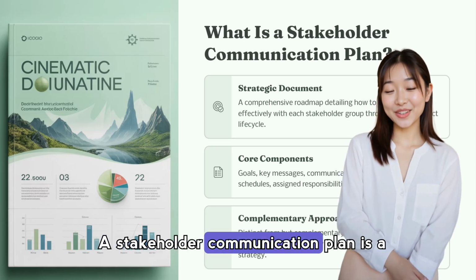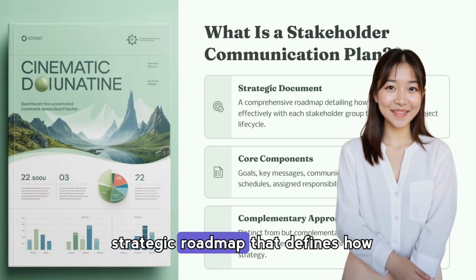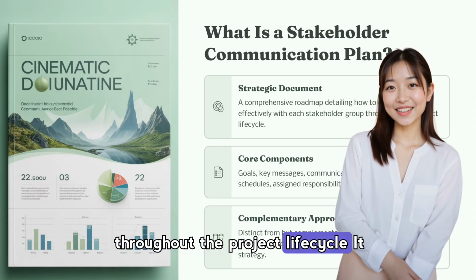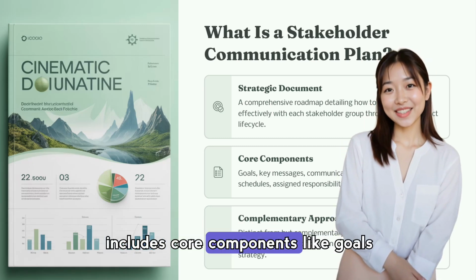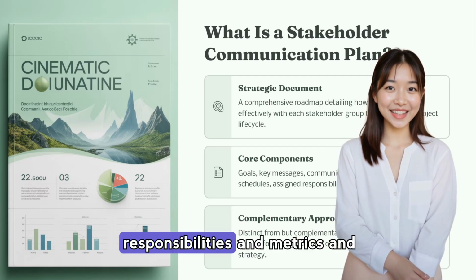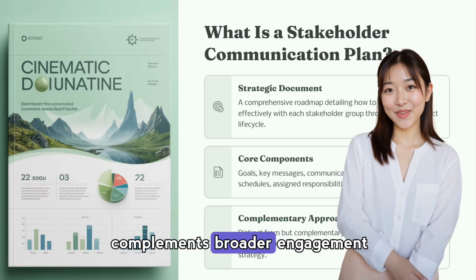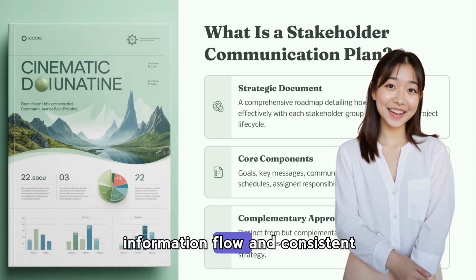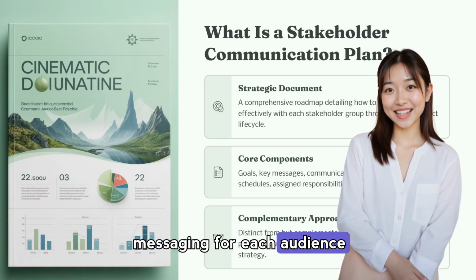A stakeholder communication plan is a strategic roadmap that defines how you will communicate with each group throughout the project lifecycle. It includes core components like goals, key messages, channels, timing, responsibilities, and metrics, and complements broader engagement activities by focusing specifically on information flow and consistent messaging for each audience.